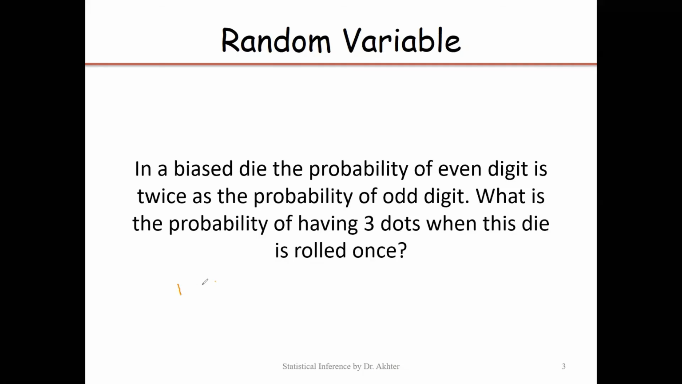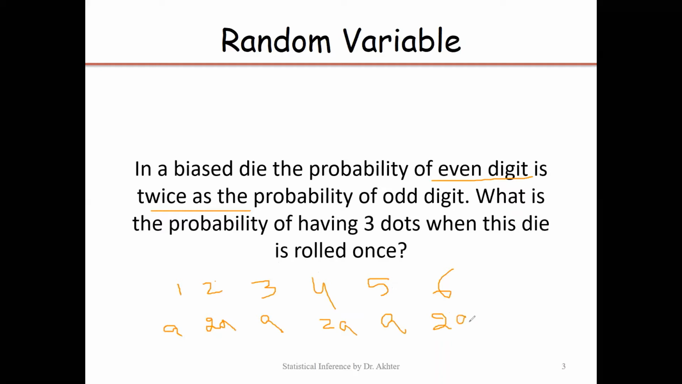Whenever we have a biased die, when we have 1, 2, 3, 4, 5, 6, and we do not have any idea about the probability of each dot, it is given that the even digit has double the probability of the odd digit. Suppose odd digit has a probability of A, then even digit has a probability of 2A. So it is A, it is 2A, it is A, it is 2A, it is A, it is 2A.